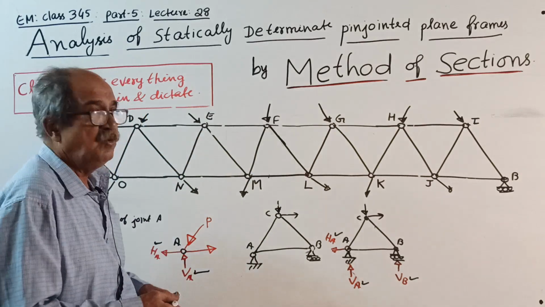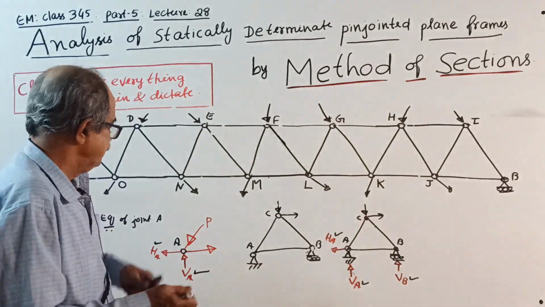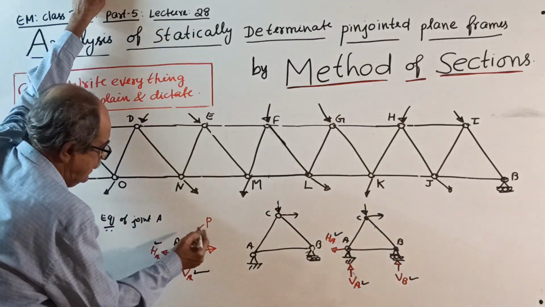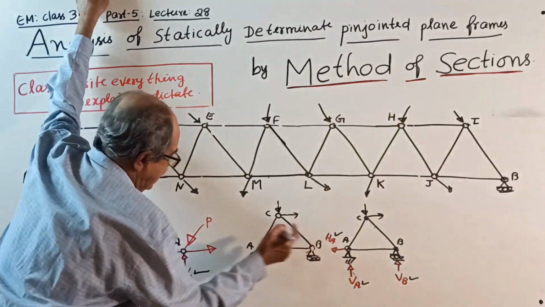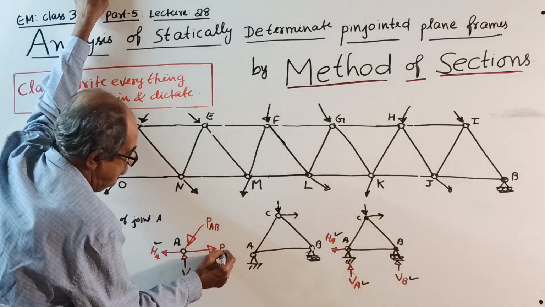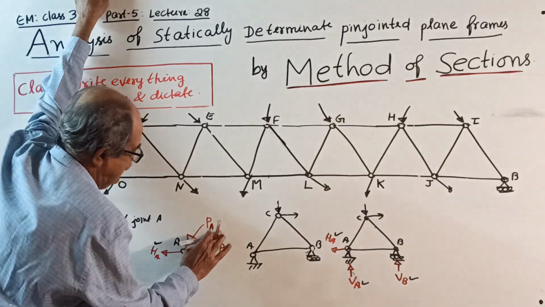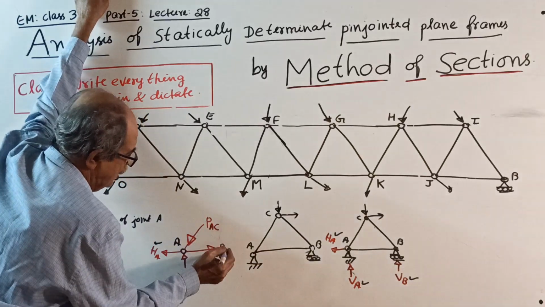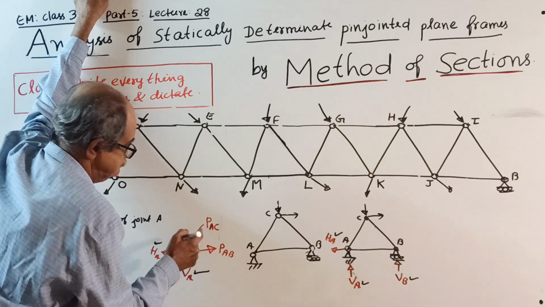Now, one more thing I will tell you. I call it P at A, B. This is A, B, C, D problem. This is not a problem. P, A, B, this way, right?